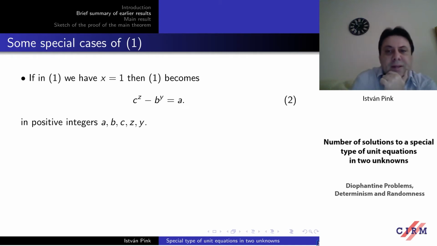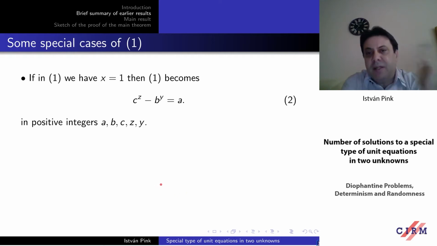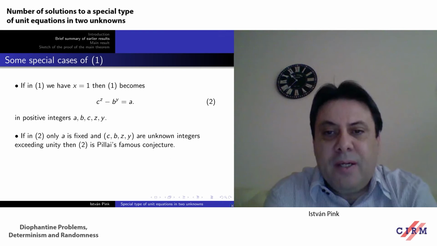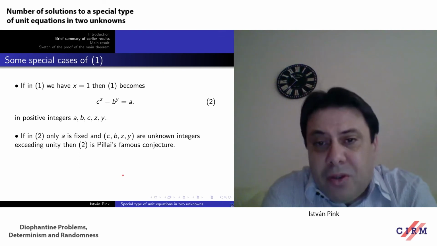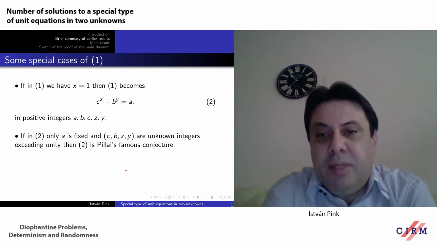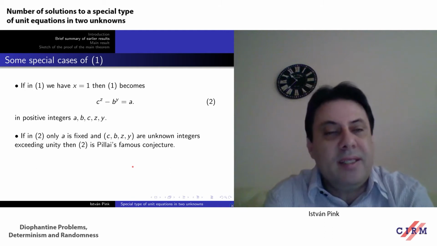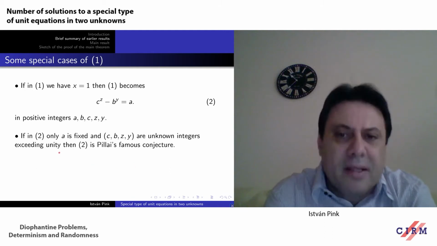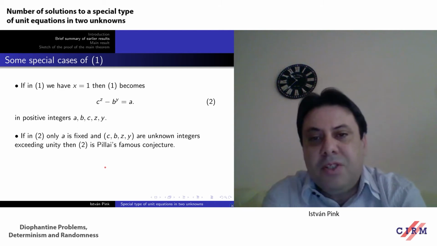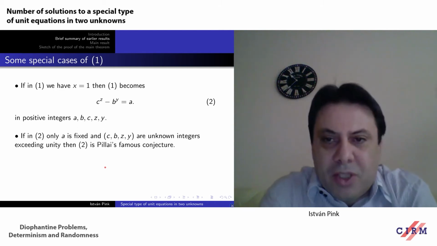Before presenting the main result, I would like to give a brief summary of earlier results on some special cases of equation 1, which are also interesting. For example, if x is 1, then our equation becomes c to the z minus b to the y equals a. And if in equation 2 only a is fixed and c, b, z, and y are unknown integers exceeding, so greater than 1, then equation 2 is exactly Pillai's famous conjecture.